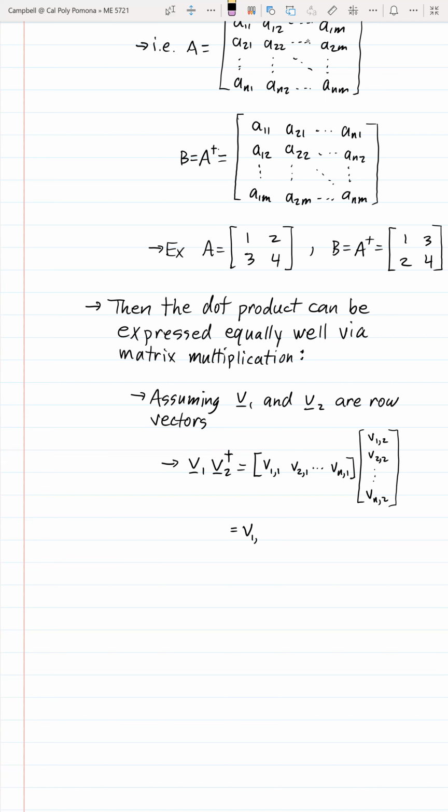So we get V1 comma 1 right here multiplied by V1 comma 2, and here I'm not going to write the dot for multiplication, plus V2 comma 1 times V2 comma 2, plus, and then all the way on out to Vn comma 1 times Vn comma 2. And if you notice, this is exactly the same.